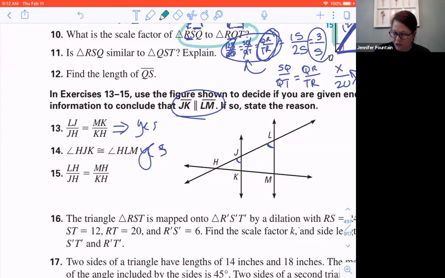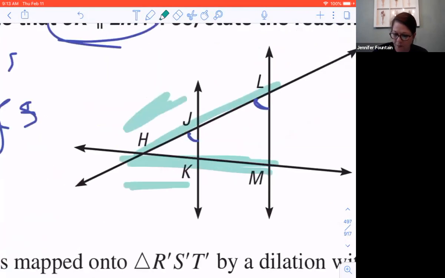Okay, so now we have LH over JH as MH is to KH. Looking at those, I am setting them up in the correct order for proportionality. Also in this one, I've got a side and a corresponding angle and a side for that one.